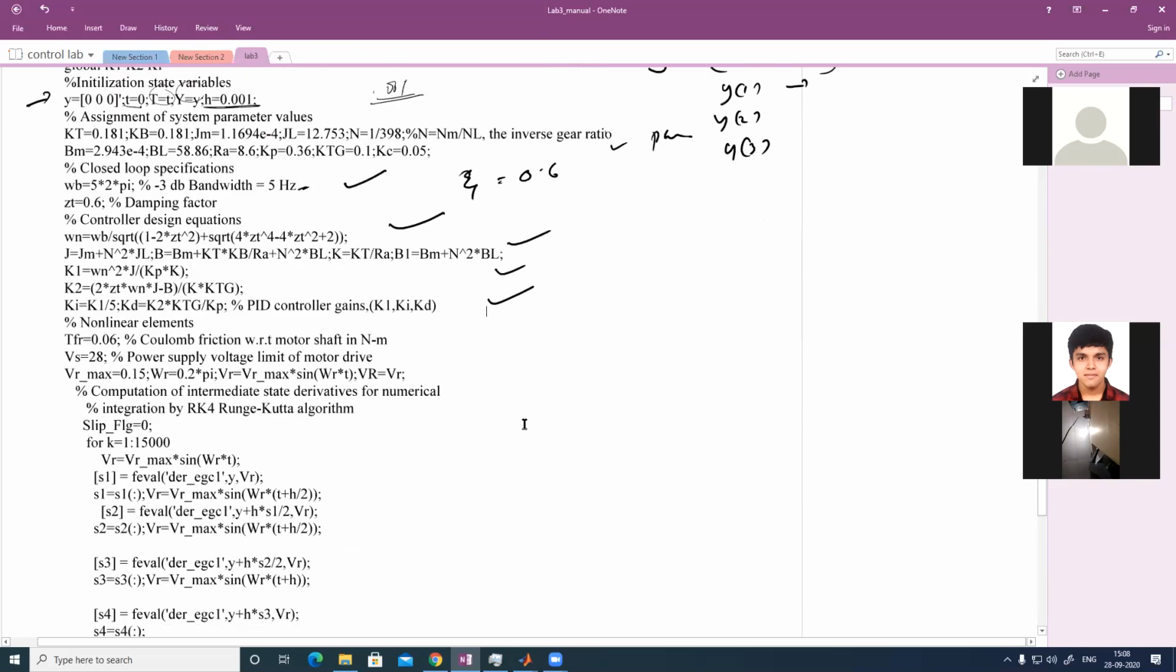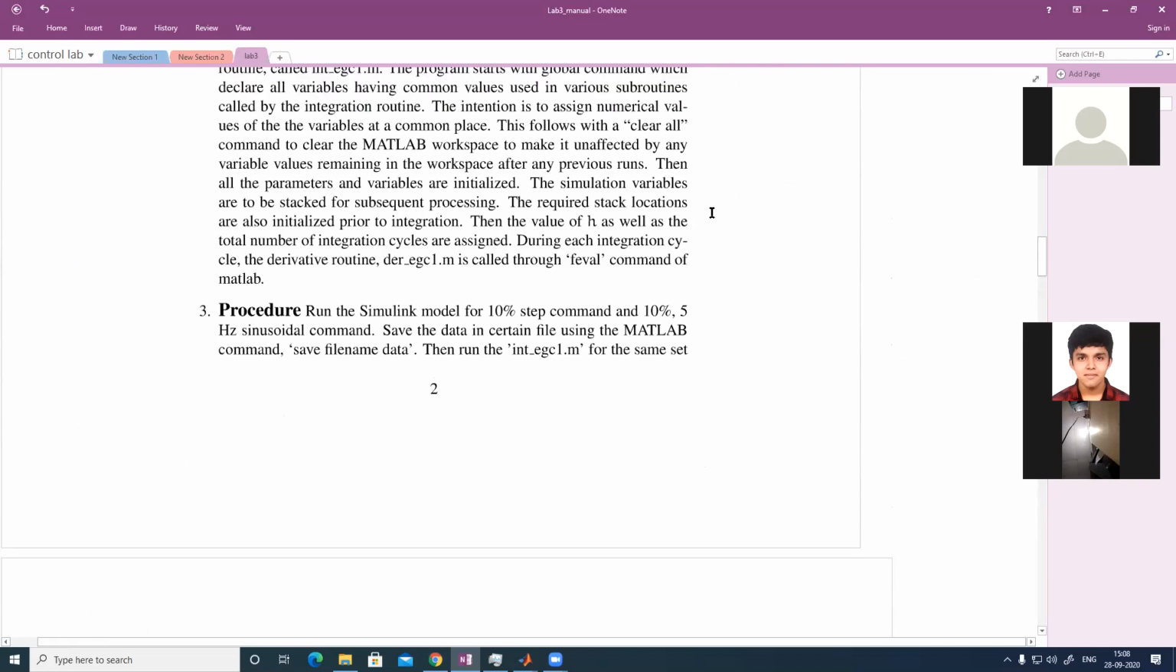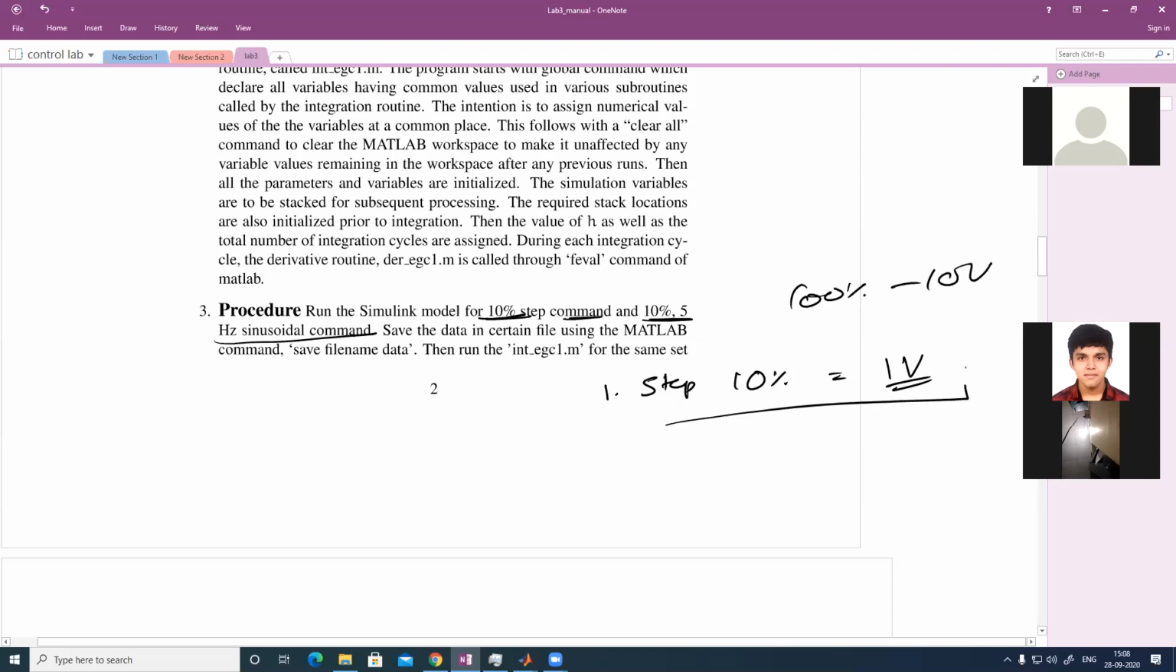PID gains, and this TFR, VS, up to this, whatever you are entering here is in your file. And you are giving a sinusoidal wave of VR equal to 0.15, but in your case you have to do a 10% step command and a 10% 5 Hz sinusoidal command. You have to do a step input of 10%, that is 1 volt. That is, 100% command is taken as 10 volt, so 10% is 1 volt.